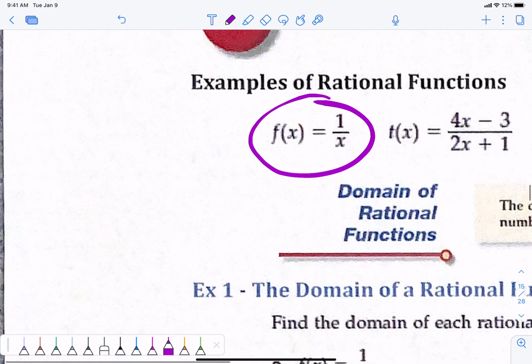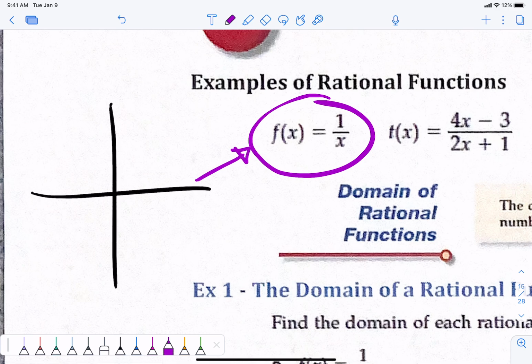Now let's talk about his graph for just a second before we move on. He's a boomerangy thing, okay? Now, when you start putting stuff in there, he moves around and shifts a little bit, okay?